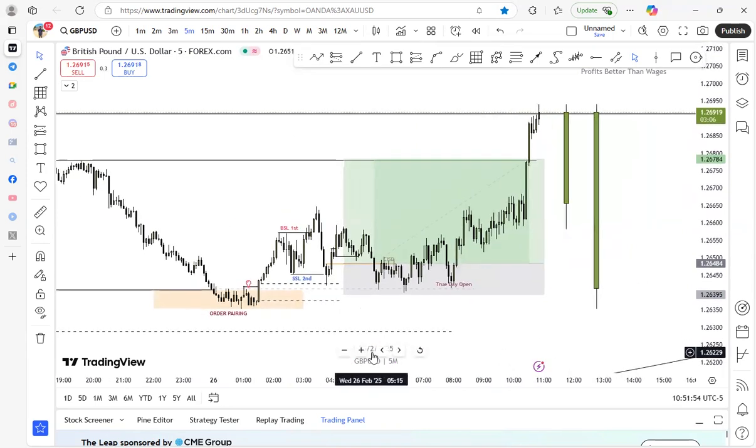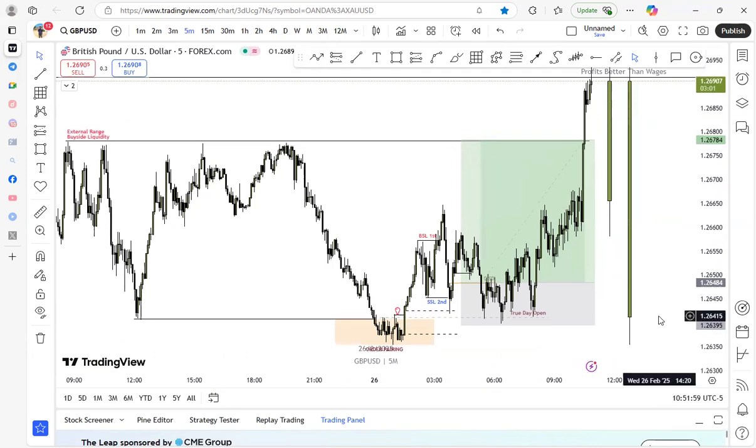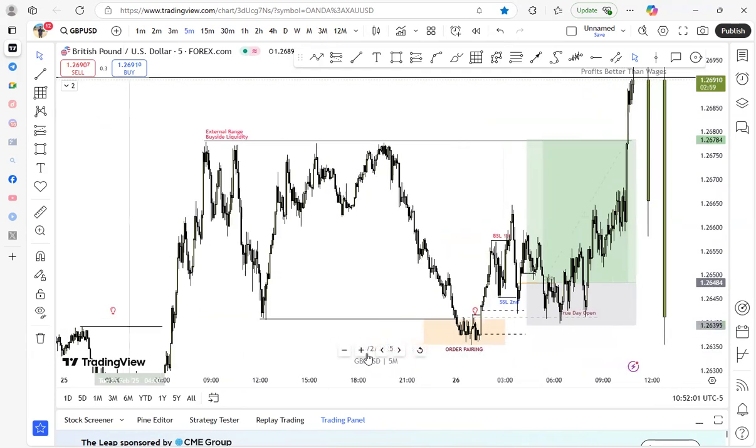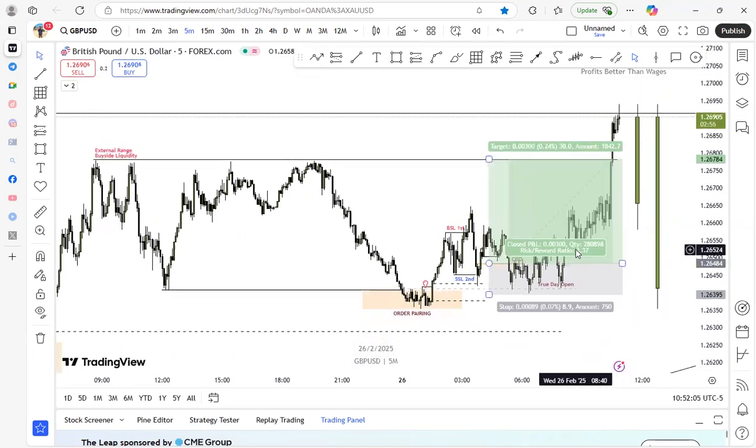So that is that. And that is how you frame a trade based on anatomy of a candlestick. So that is what I wanted to share, guys.